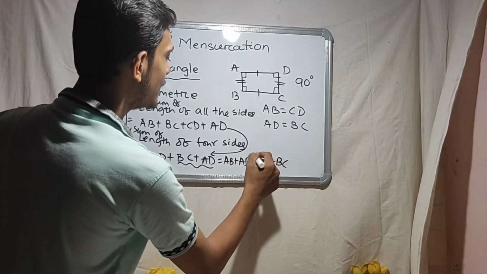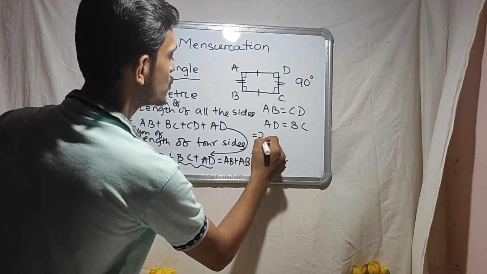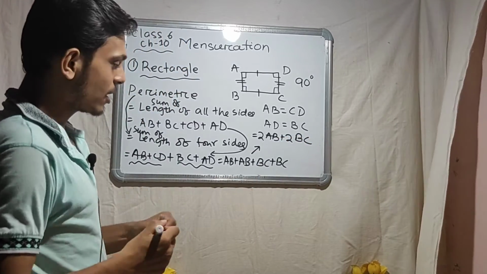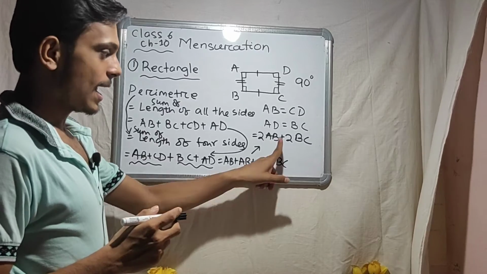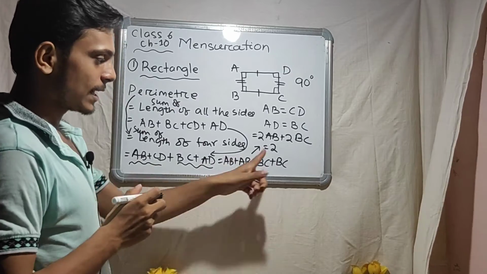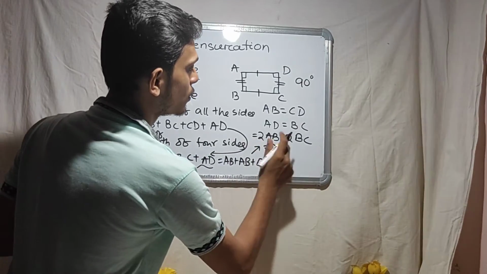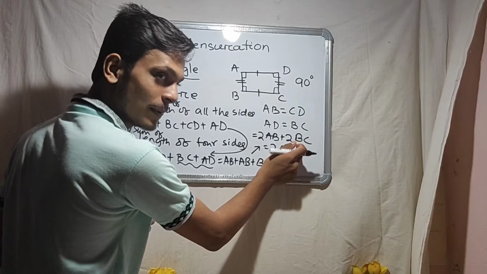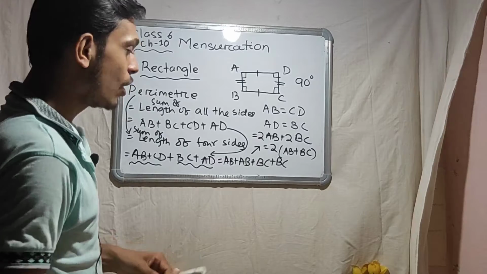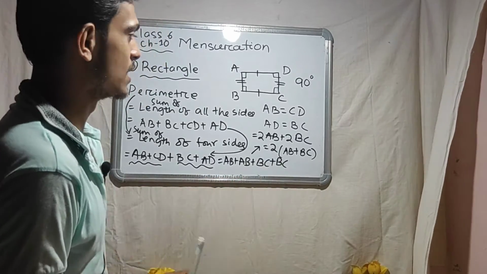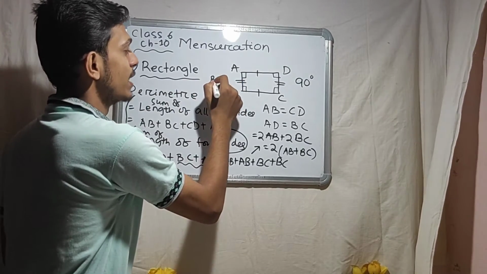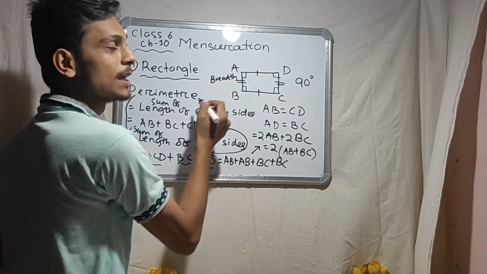So I can write it as 2AB plus 2BC. Why? Because AB plus AB is 2AB, and BC plus BC is 2BC. Then I have taken 2 common, because 2 is multiplied here and also here, so 2 is multiplied with AB plus BC. What is AB? What is its name? It is the breadth. And this is the length.